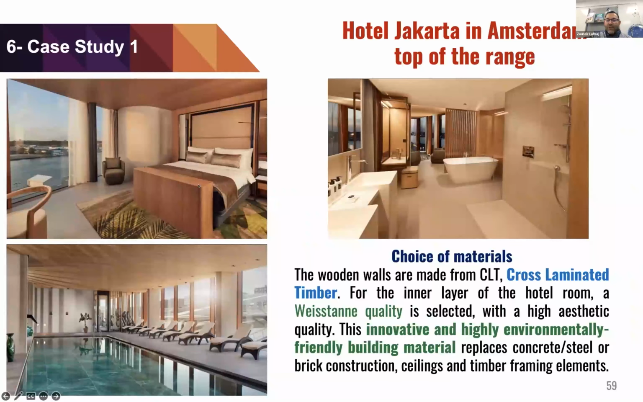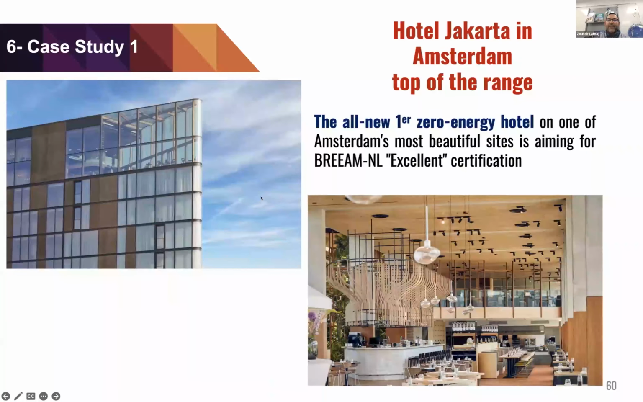We can also see the choice of materials. The wooden walls are made from CLT, cross-laminated timber. For the inner layer of the hotel room, a quality wood is selected with a high aesthetic quality. This innovative and highly environmentally friendly building material replaces concrete, steel, or brick construction. The first zero-energy hotel on one of Amsterdam's most beautiful sites is aiming for BREEAM NL Excellent certification.